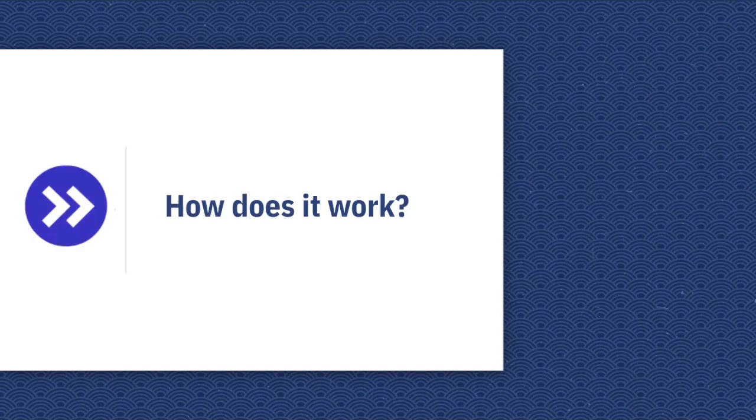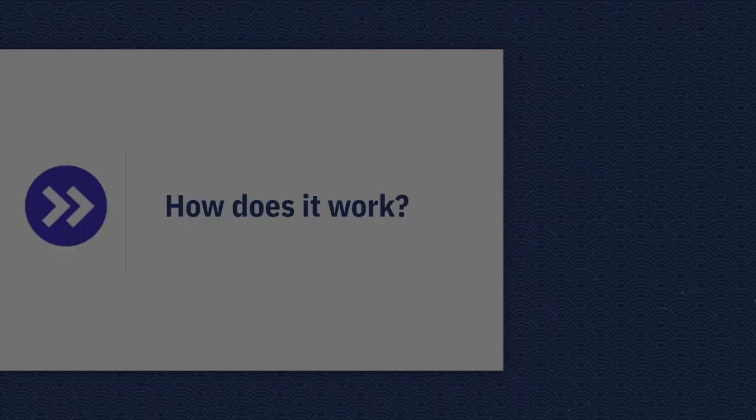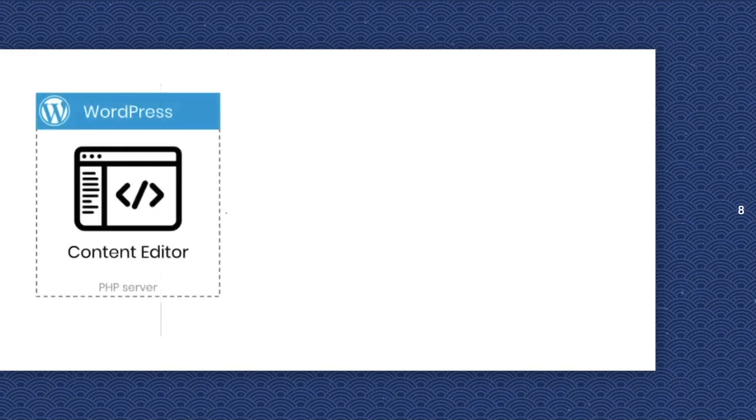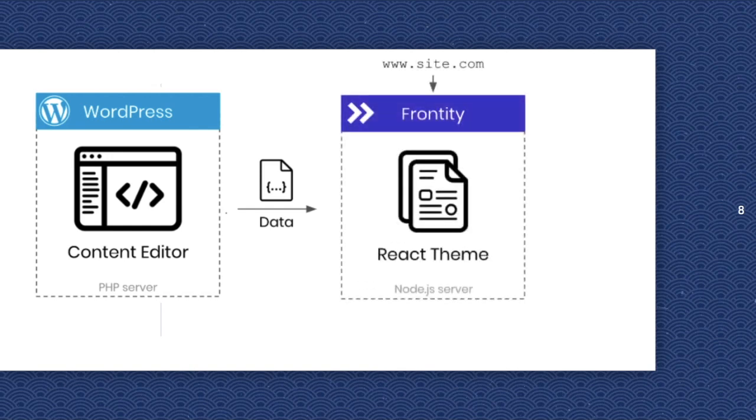So how does Frontity actually work? Let's say you have your WordPress CMS, which is your content editor, which runs on a PHP server. Frontity uses the WordPress REST API and takes the data from your WordPress site and the theme that's available in React on Frontity, which is running on a Node server, which means it's super fast.